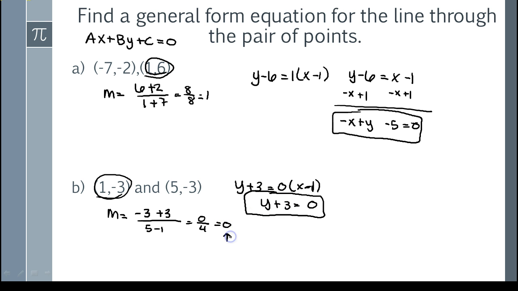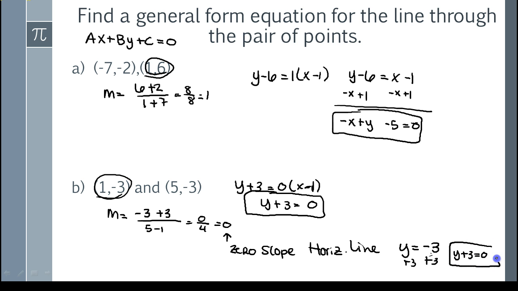For those of us that remember what it means, if you have 0 slope, we are a horizontal line. And if I have a horizontal line, I know that my equation is going to be y equals whatever the y coordinate is. So in this case, it happens to be negative 3. And since they told me it needed to be in general form, I know that needs to say equals 0. So I would just add 3 to the other side to give me y plus 3 equals 0. Again, it doesn't matter which method you use as long as you can get yourself your answer.